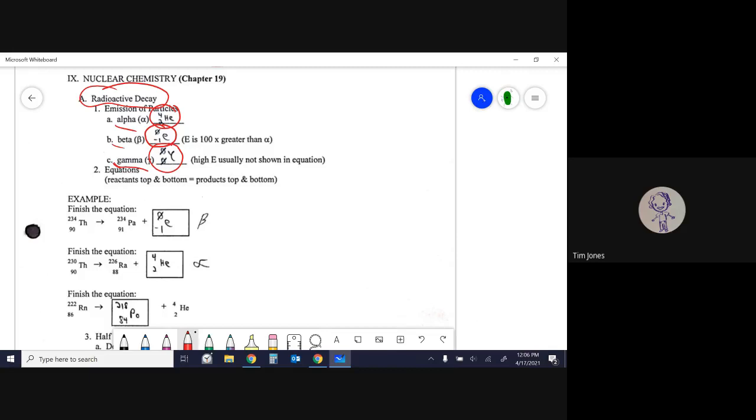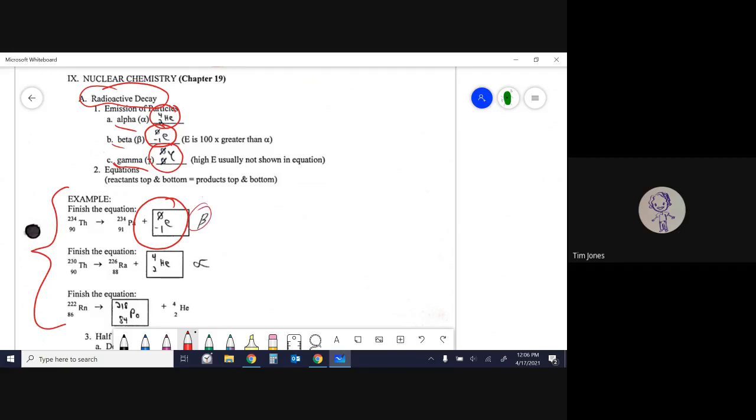So a common problem looks like this. You're given pieces of a nuclear reaction, and in this case, these are all radioactive decay, which is one type. And you have to figure out what's missing. So you just add up the top numbers and you add up the bottom numbers. And in this case, you would come up with a 0 and a -1. And that is a beta particle.